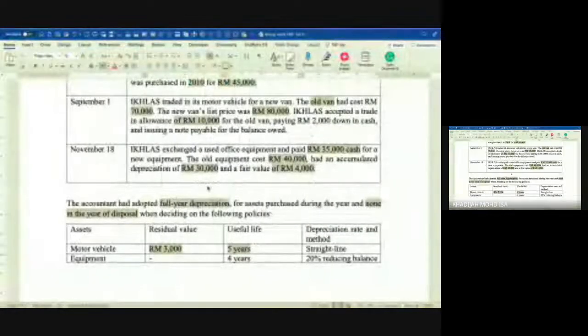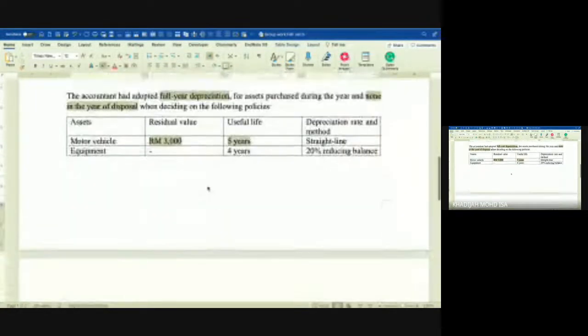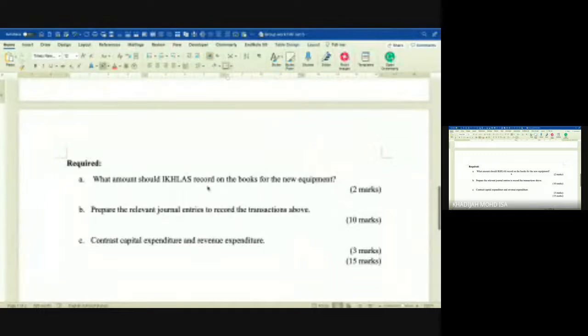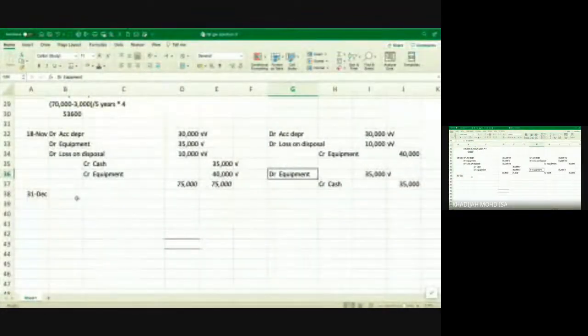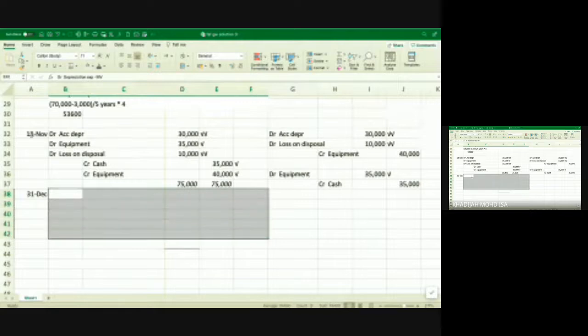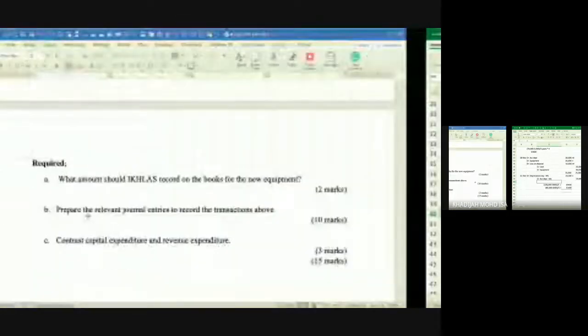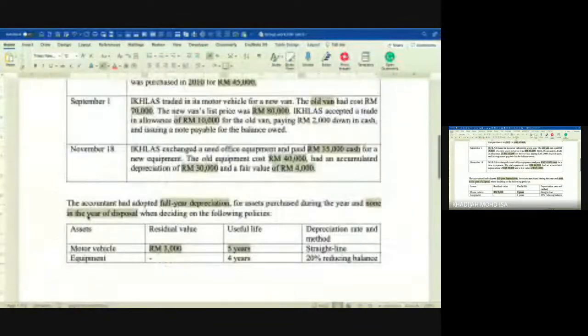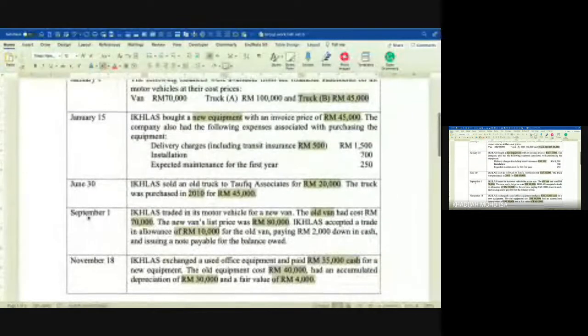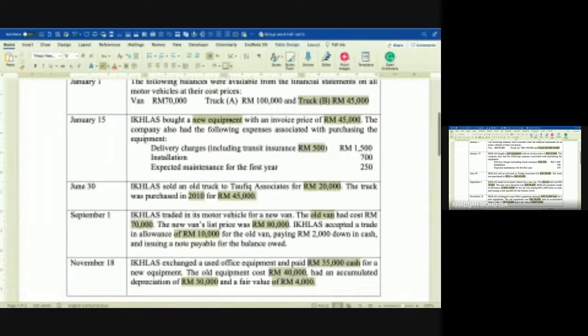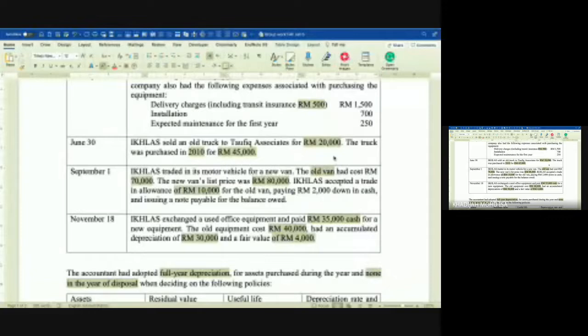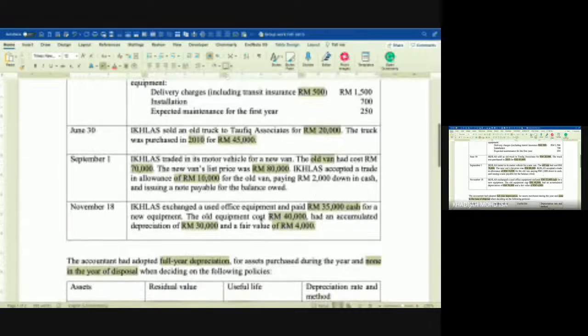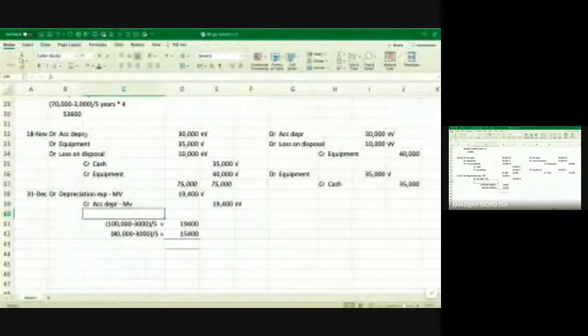What else do we have? 31st. So the journal entries for the above. Why is 31st December here? Oh, depreciation. So now you also have to compute the depreciation for the new asset. What are the new assets that you have? You have truck, equipment, which the cost is 45,000 plus you have the 47,200. And then you have new van, and you also have a new equipment. So how do you compute that?